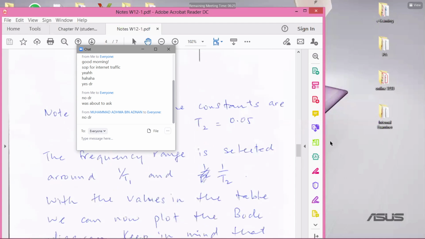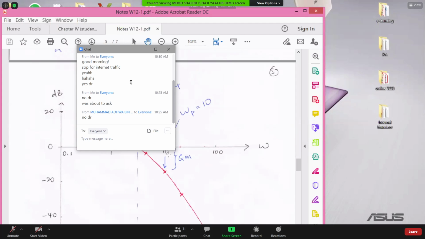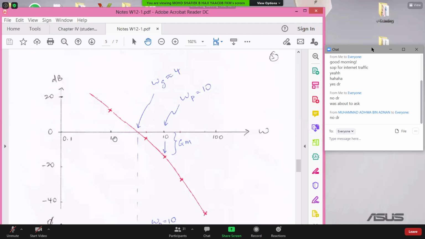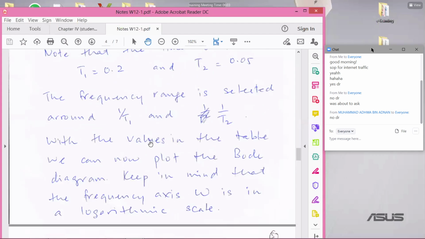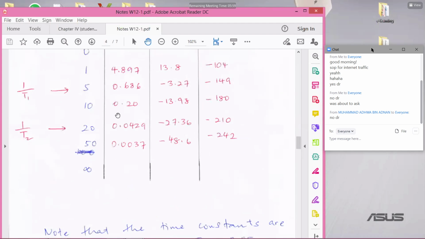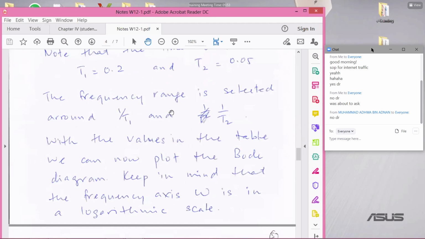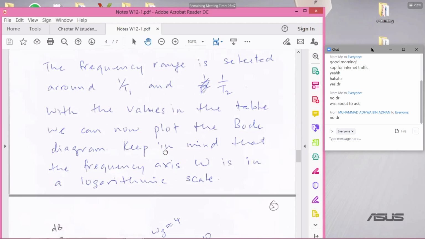Frequency is 5. 5 is not halfway between 1 and 10. This is a non-linear scale. 5 is about 2/3 between 1 and 10. So that's 5, and then the value of decibel is -3. Okay, so you go on. The third frequency is 10, so decibel is -14. So you go to 10, and this is -14.